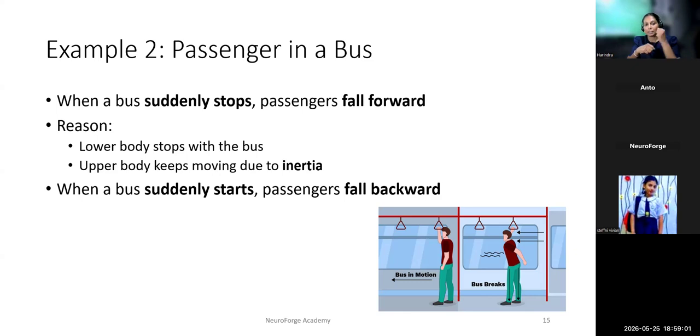So even if the driver suddenly applies the brake and the bus stops, passengers fall forward because the passengers' body doesn't like to stop immediately. What will happen? It tries to move forward and slow down. After that only it stops. Okay, that is inertia. So the lower body stops with the bus and the upper body keeps moving due to inertia. So that's why this upper part of our body keeps moving because of this inertia.